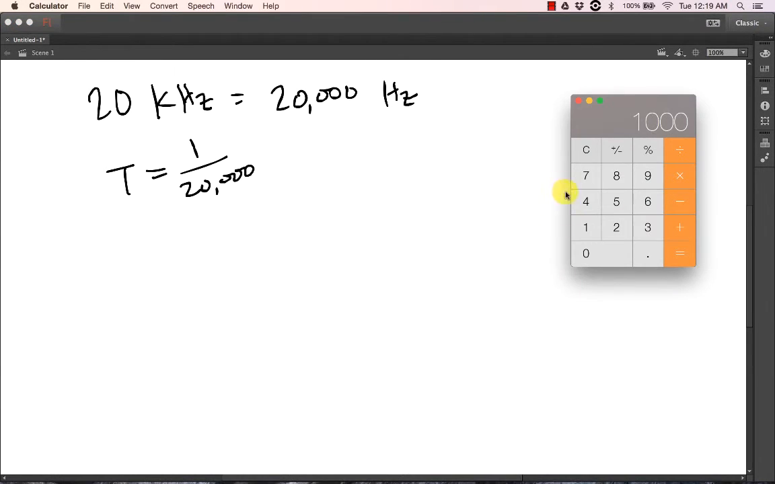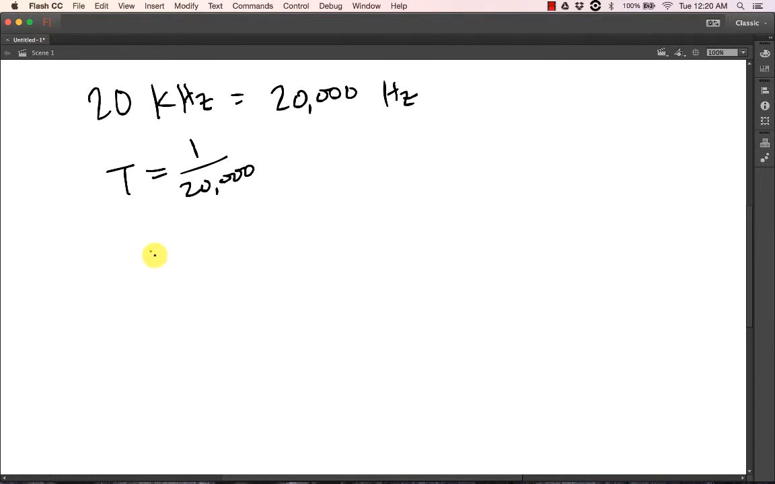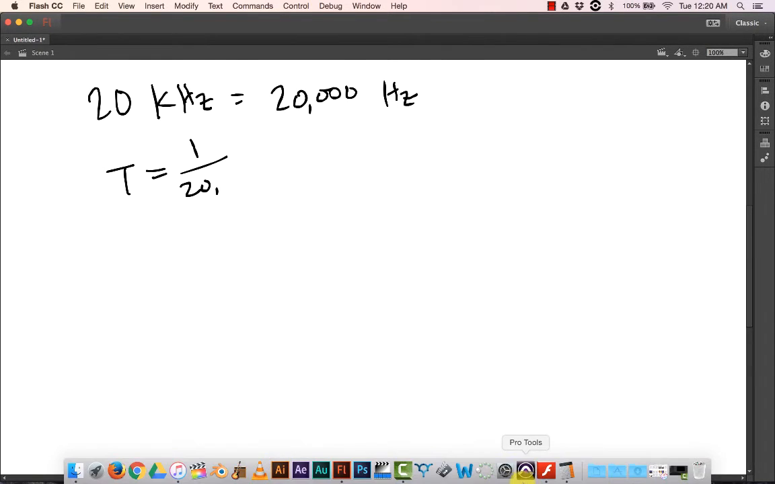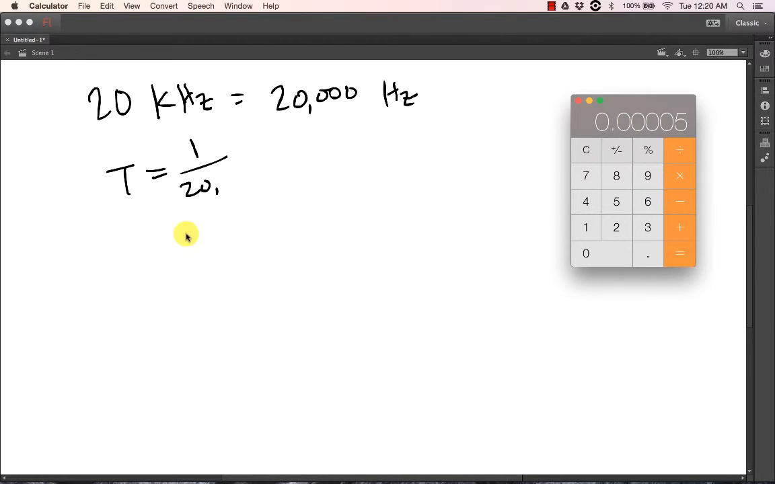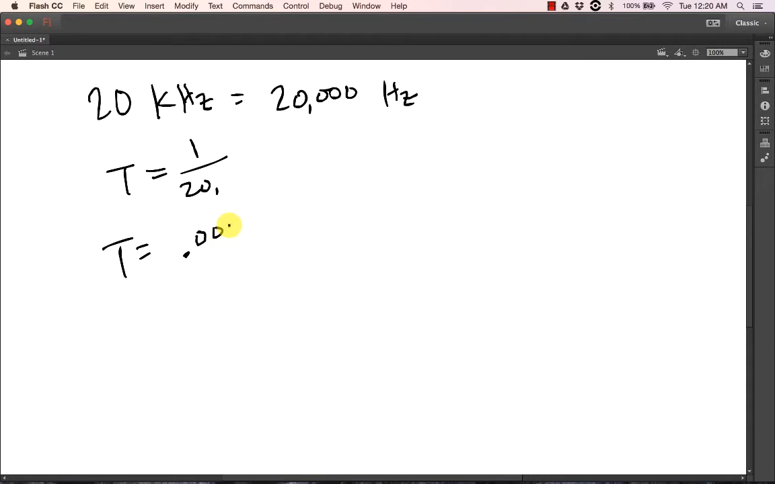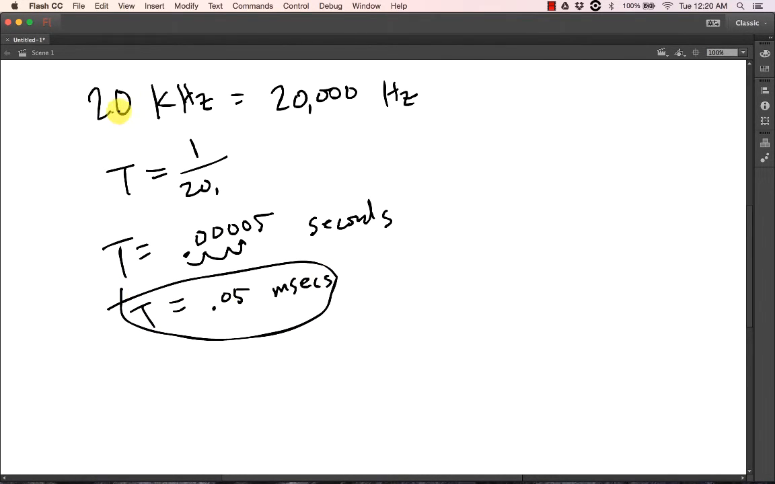What's that, calculator? 1 divided by 20,000 equals 0.00005, four zeros and then a 5. And remember, what unit is this? This is seconds. So how many milliseconds is that? Let's move our decimal to the right. 1, 2, 3. Decimal goes right there, so it's 0.05 milliseconds. Wow, that is fast. 20 kilohertz goes through you in 0.05 milliseconds. That's crazy fast.